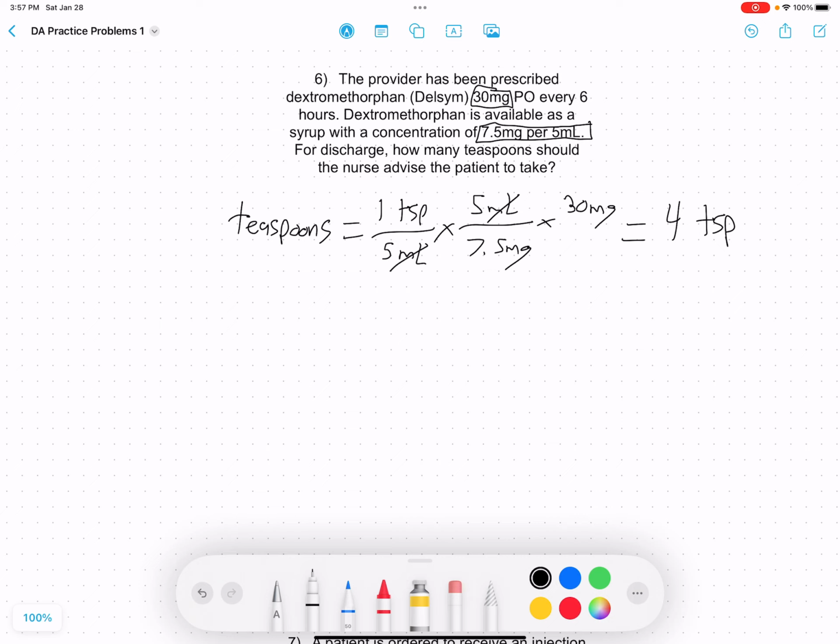Now, does this make sense? No reason why it shouldn't. 4 teaspoons is a normal dose that works out to how many milliliters? For teaspoon, we know that's 5 mils each. That ends up being 20 milliliters. So this does make sense. And we can move on.